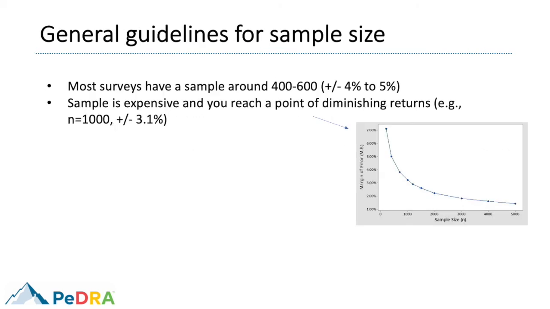Most online surveys have a sample from around 400 to 600. That gives you plus or minus 4 to 5%. Sample is expensive, and you do reach a point of diminishing returns. If you were to double the cost and the size of your sample, let's say to an N of 1,000, you can see that you only make slight gains of 1%, so you end up with plus or minus 3.1%.